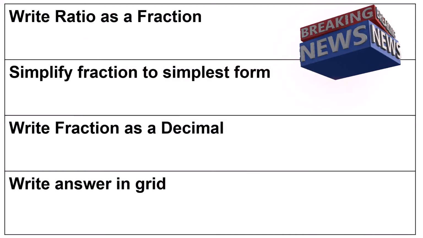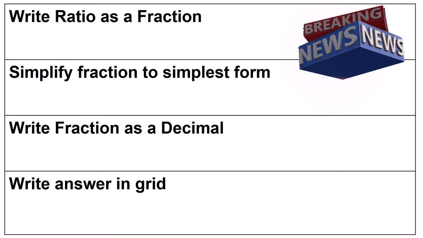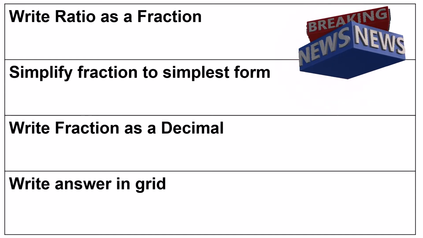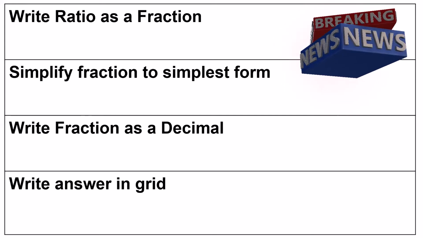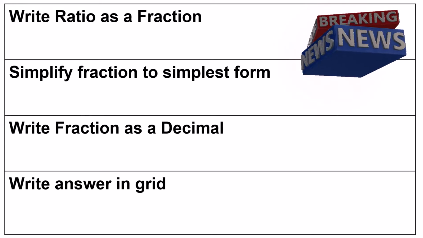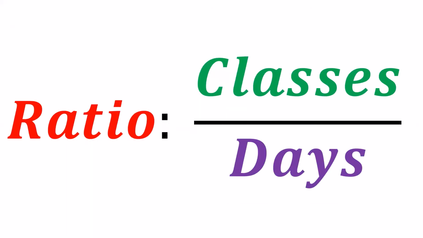Now here's our instructions for the problem. We're going to write a ratio as a fraction, simplify the fraction to the simplest form, write fractions as a decimal, and then write our answer in the griddable. Now let's just take a quick review of what a ratio is. Today we will be comparing classes to days. A ratio is just simply a comparison.